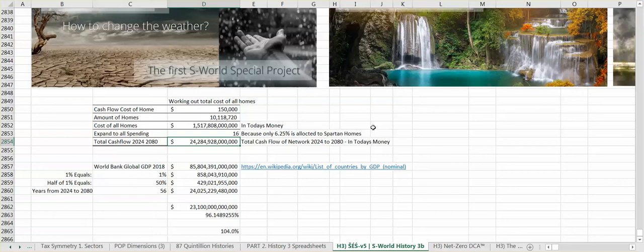I did an example for United Arab Emirates, who have 0.5% of GDP. Half a percent of GDP from 2024 to 2080 is the same as starting at zero and ending at 1% if it's a straight line in between. It comes up with the same money. And that's the double check.